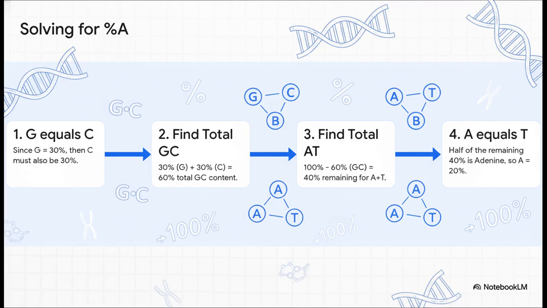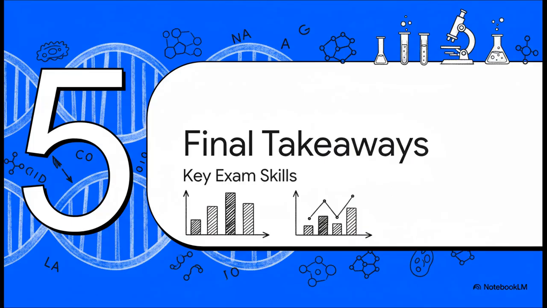Step 3, the rest of it has to be A and T, right? So 100% minus that 60% leaves you with 40%. And for the final step, since A always equals T, you just divide that 40% in half. That means you have 20% adenine. Done.